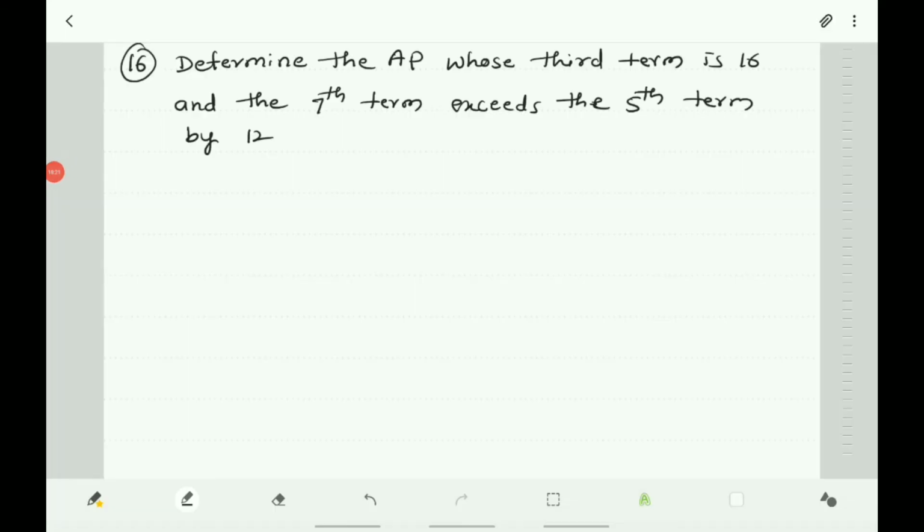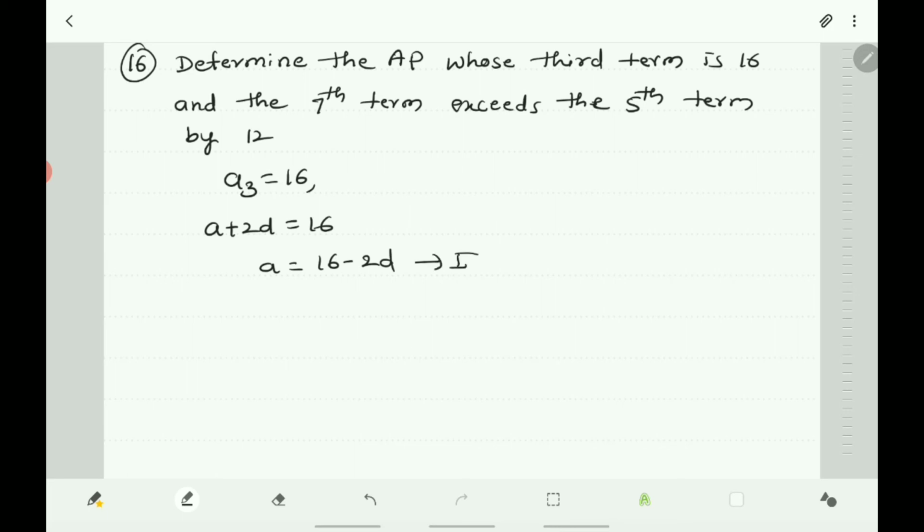16th question. Determine the AP whose third term is 16 and the 7th term exceeds the 5th term by 12. Here the third term is given. A3 is equal to 16, that is A plus 2D is equal to 16. So you take A is equal to 16 minus 2D. Consider that as the first relation.